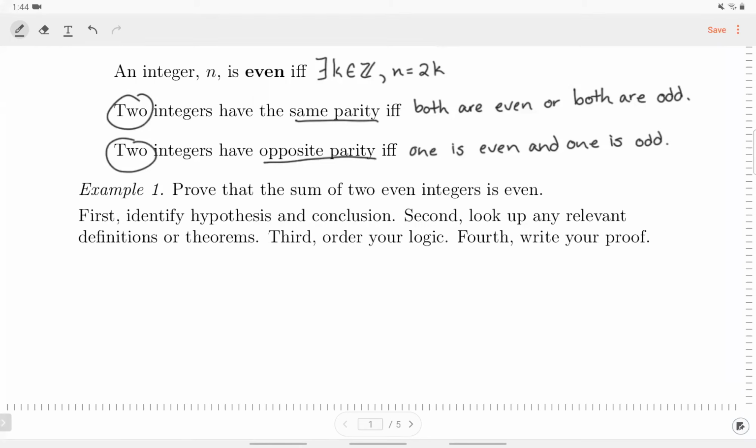Okay. So in order to prove something, we need to identify hypothesis and conclusion. Then we're going to do our scratch work where we look up whatever definitions or theorems we need. Then we're going to figure out what our logic is. Then we'll write up our proof. This step, that's all you turn in. That fourth step is all you turn in.